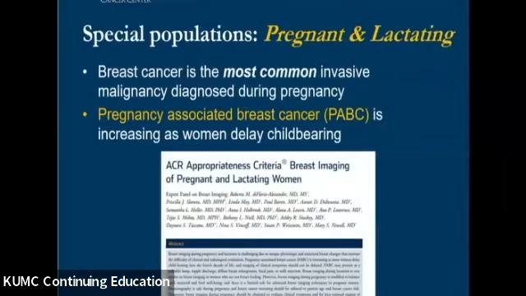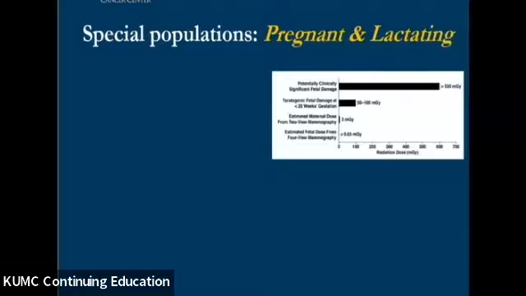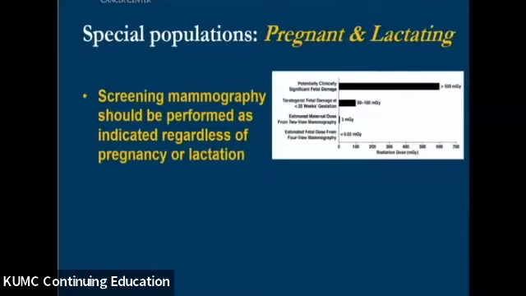So for pregnant and lactating patients, breast cancer is the most common invasive malignancy diagnosed during pregnancy. And a pregnancy-associated breast cancer is any cancer diagnosed during pregnancy or within 1 year of having the baby. So these are increasingly becoming more common because women are delaying childbearing. So it's important that we discuss how we screen these patients. I think the most important thing is that we perform screening mammography in pregnant and lactating patients, regardless of the fact that they're pregnant or lactating. The estimated dose to the fetus is incredibly low, and the benefit of mammography far outweighs the risk to the fetus.